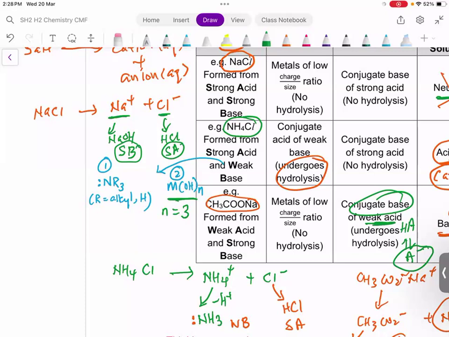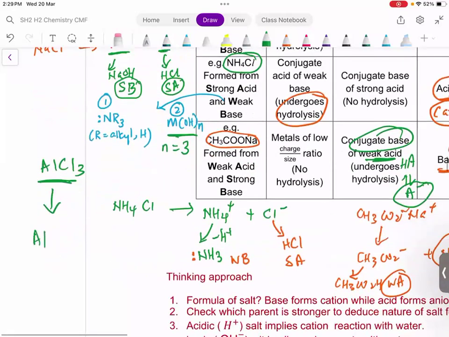No, 3+ is the extreme one. We look at the extreme. Okay, so in this case, one example, if you have done chemical periodicity, you should know that AlCl3 is acidic, right? Okay, so this is a salt. Upon full dissociation, it will form Al3+ and 3 chloride.